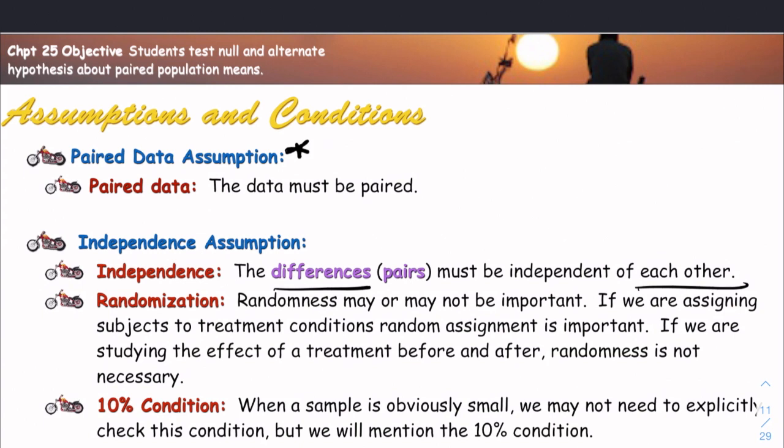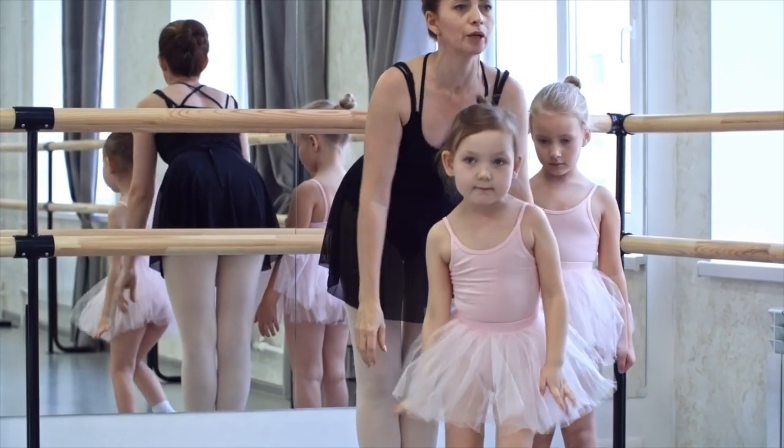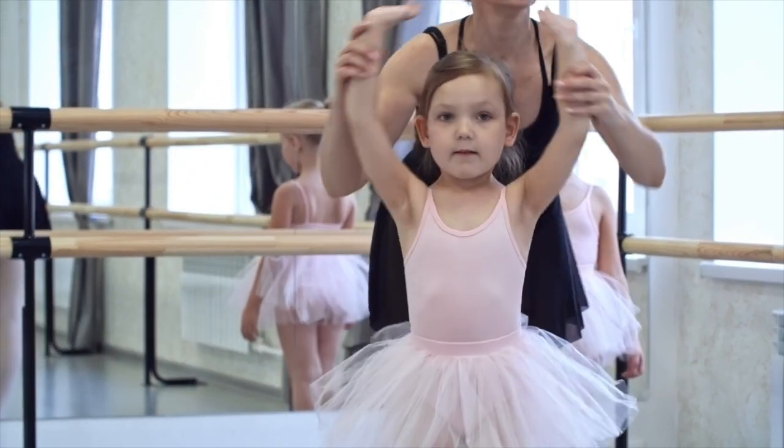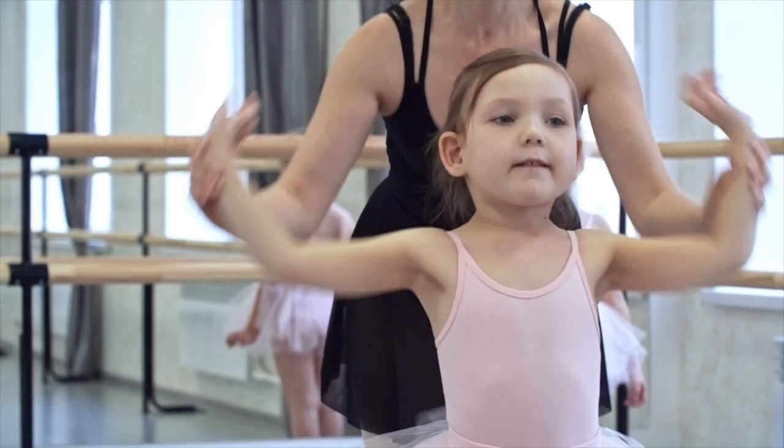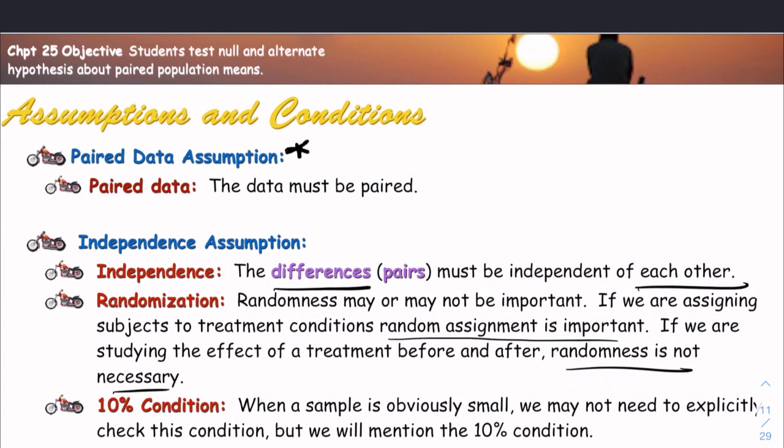Randomness may or may not be important. If we are assigning subjects to treatment conditions, random assignment is important, like we talked about in Chapter 13. If we are studying the effect of a treatment before and after, randomness is not necessary. So if you're looking for a teacher to measure how well they taught the subjects, that you have a pre-test and a post-test, you're not randomizing who gets instruction and who doesn't. Everyone's just getting the exact same treatment. Likewise, with the 10% condition, when a sample is obviously small, we may not need to explicitly check this condition, but we will mention the 10% condition.